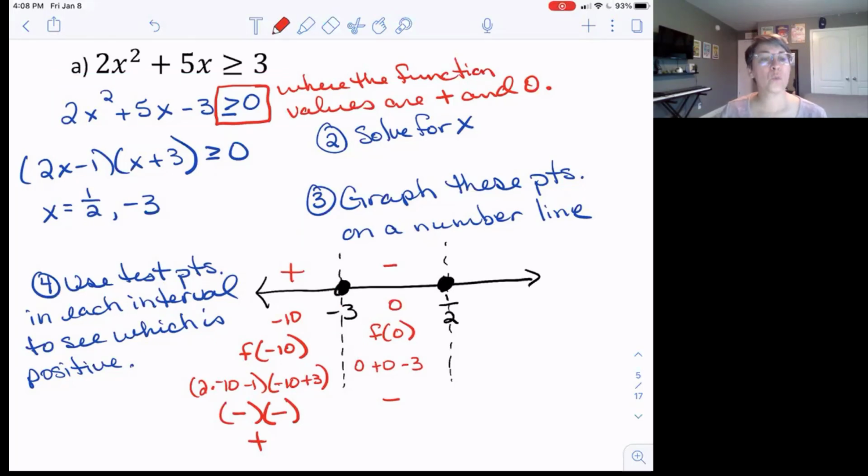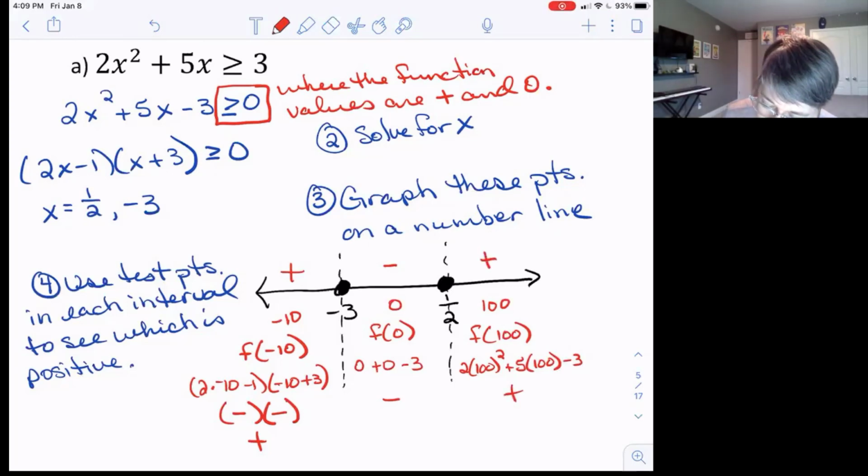And then choose a value to the right of 1/2. It could be 1, it could be 10, it could be 100. We don't really care. But again, if I plug that in, f of 100, we don't care what the value is. We only care about its sign. So we could plug it into 2 times 100 squared plus 5 times a positive 100, and then minus 3. Well, we're pretty sure that's also going to be a positive number. So everybody to the right of 1/2 is going to be a positive y value.